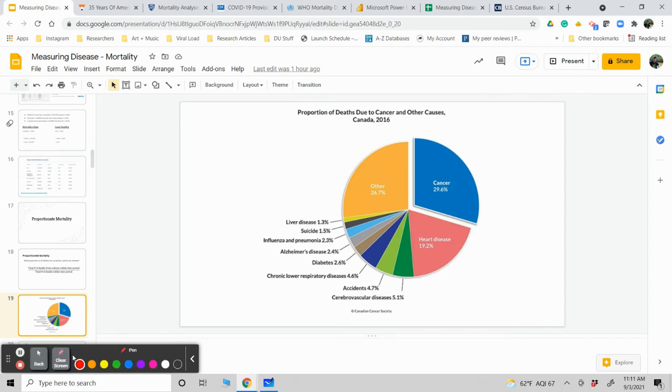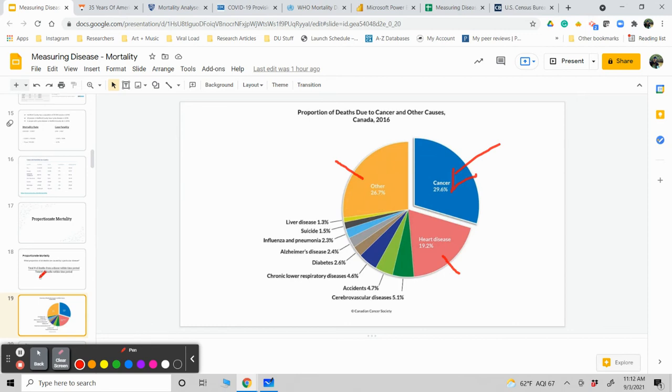We can see that the proportionate mortality for cancer is highest, higher than for all other diseases. Then we have other, not sure how that's defined, heart disease, and we can see the little slivers that make up the other causes of death. So cancer and heart disease make up a really big chunk of all the deaths in Canada. And then you see some of the contributors to mortality down here.